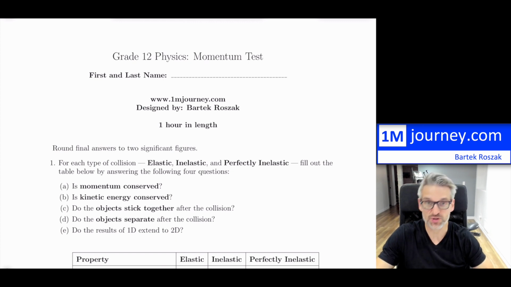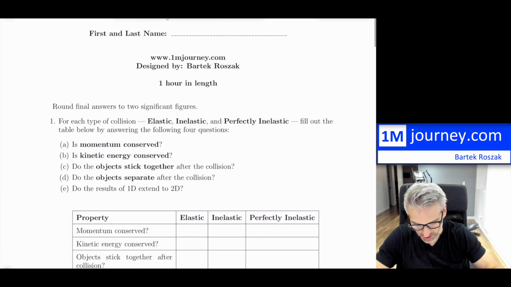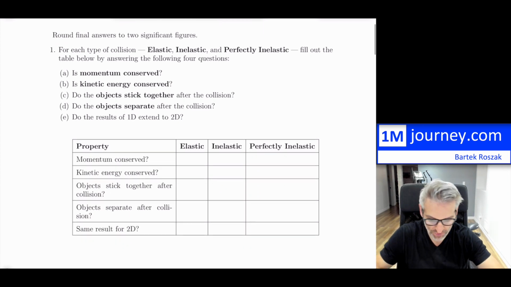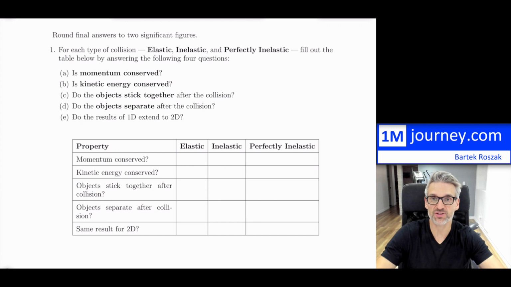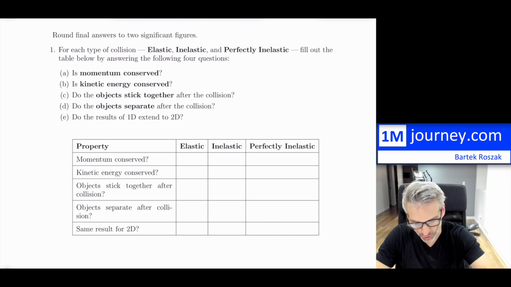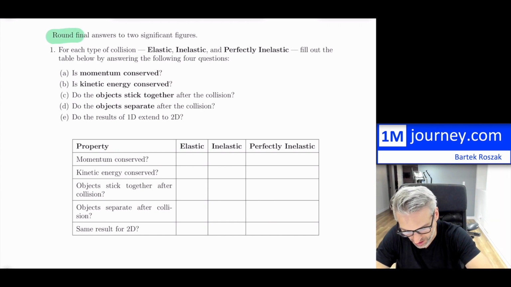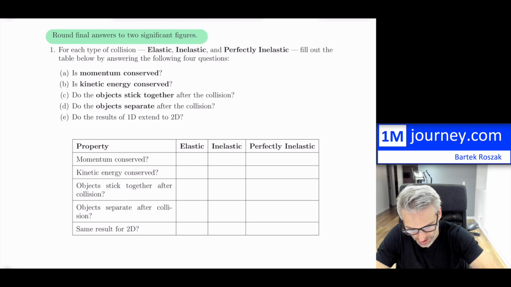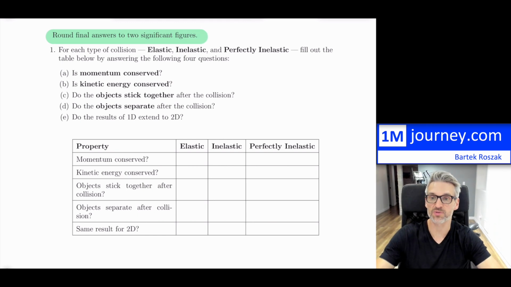So here is question number 1. The first question has nothing to do with actual calculations. Just beforehand, I do want to highlight that I'm going to be rounding final answers in future questions to 2 significant figures, but for this one, it's not going to be needed.